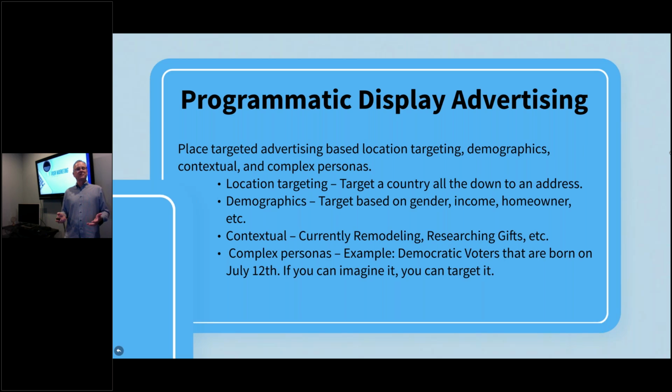Contextual would be: where is this person in their season of life at the moment? Are they currently remodeling? Are they looking for gifts for a loved one? These are all different types of criteria that we could use to select an audience. So this allows us to create very complex personas: Democratic or Republican voters that were born in the month of July. Really, the sky's the limit. We like to say, if you can imagine it, you can target it.